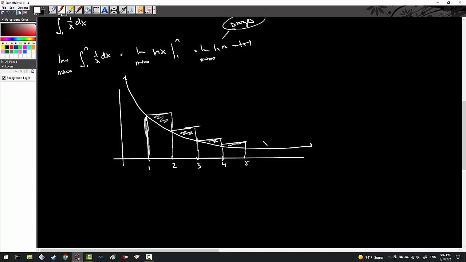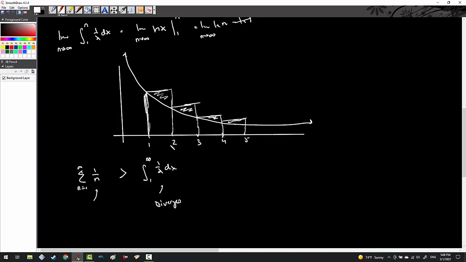And so what we're going to say here is, all right, the summation from n equals 1 to infinity of 1 over n is actually greater than the integral from 1 to infinity of 1 over x dx. And because this guy diverges, by comparison or by use of an integral test, we can say this guy also diverges. And that is the introduction to the integral test right there.